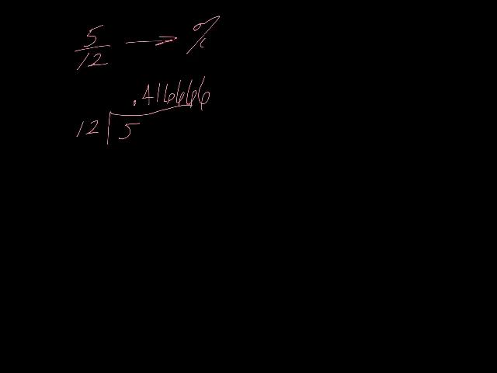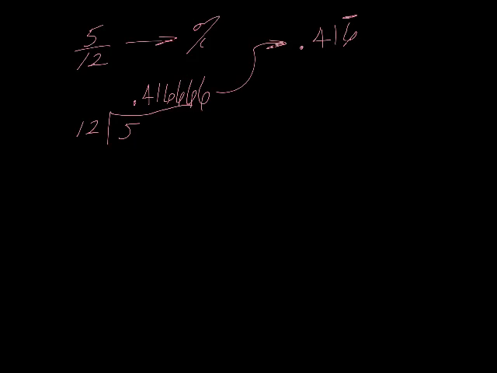So in example 12, let's say that I want to change 5 over 12 to a percent. So again, I do my division. So my 12 goes into 5, and I do my long division here, and I get 0.41666. This just goes on forever and ever. So when I write it as a decimal, 0.416, and I'll put a line over my 6 there to show that that goes on forever.